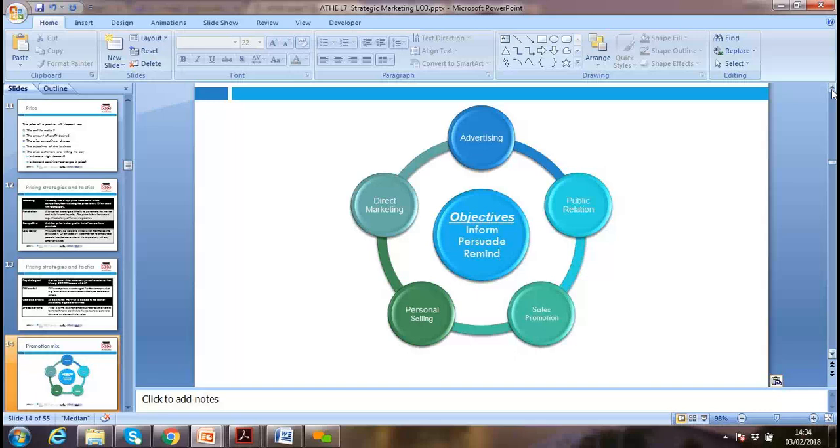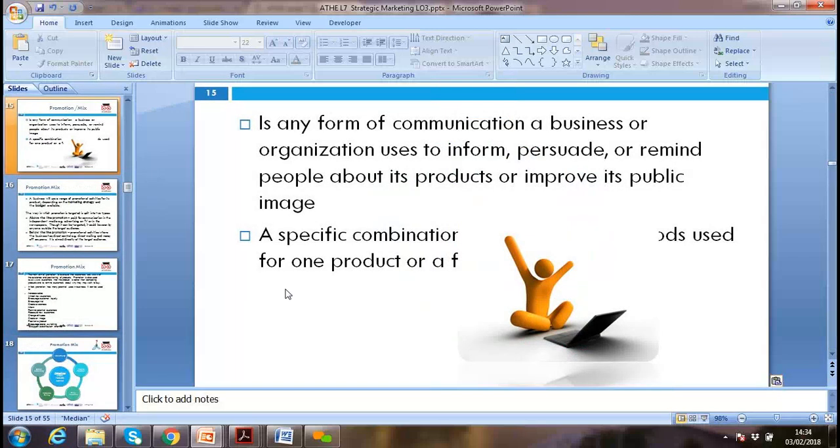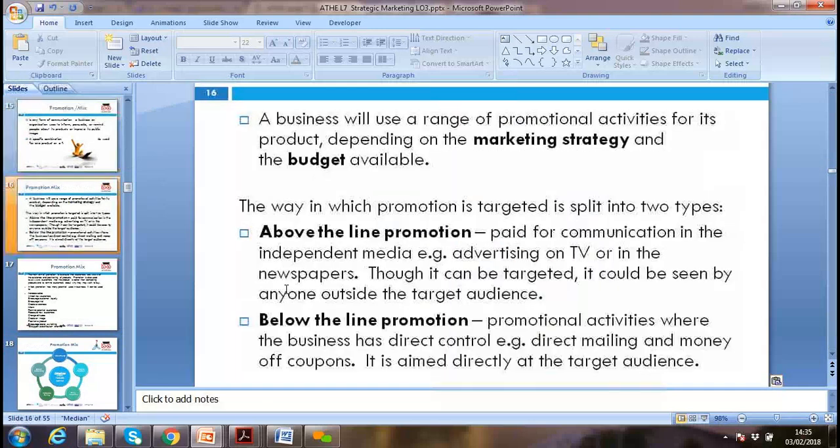Under this promotion mix, advertising, public relations, sale promotion, personal selling, and direct marketing all come under the promotional mix. So advertising is a form of communication in a business organization used to inform, persuade, or remind, which we normally use for the business. I'm just going through a bit the usage of the promotional activities, depending on the marketing strategies and the budget. Above the line and below the line.